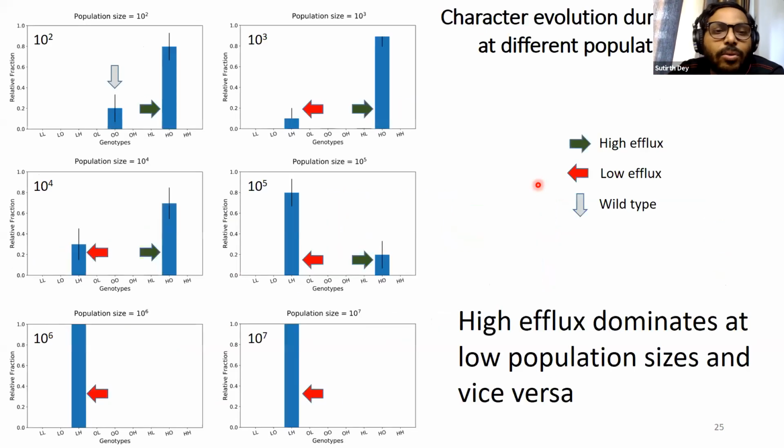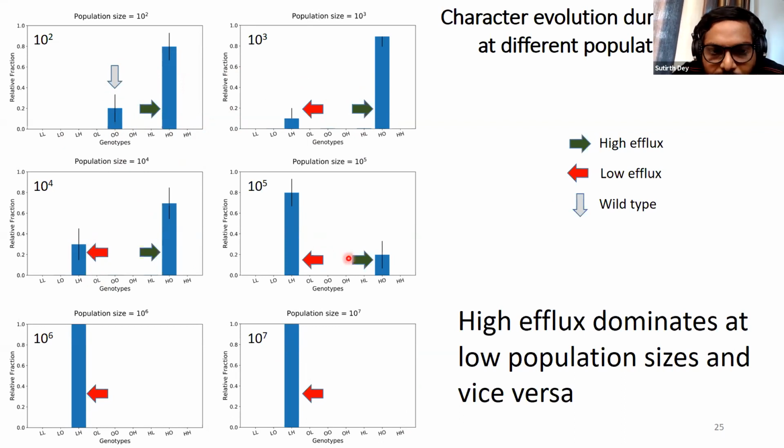Cool. But now, what we looked at is what is happening to the character states of A and B. So here, wherever you have a green arrow facing the right side, it's a high efflux state. Wherever you have a red arrow facing left side, it's a low efflux state. And this one is the wild type. So what you can see, averaged over 10 replicates, is that when the population size is low, all these populations are settling down to high efflux. However, as you keep on increasing the population size, so this is 10 to the power 2, 10 to the power 3, all the way up to 10 to the power 7, the fraction of this one, which is the low efflux state, keeps on going up.